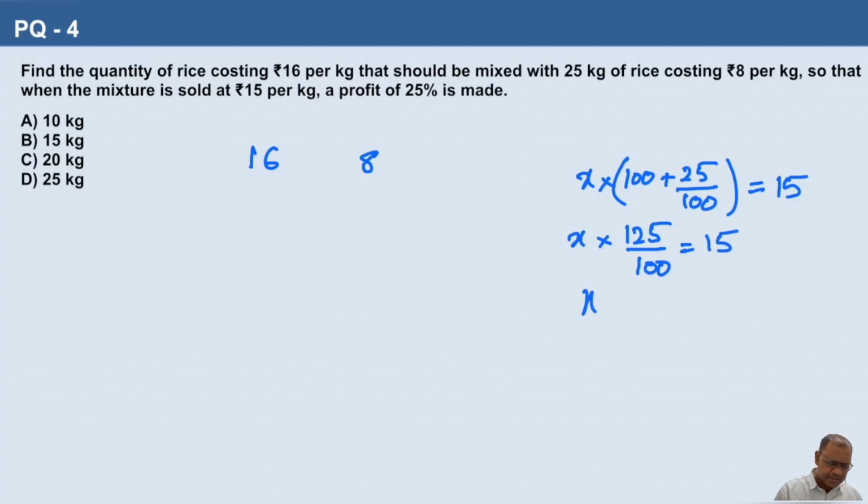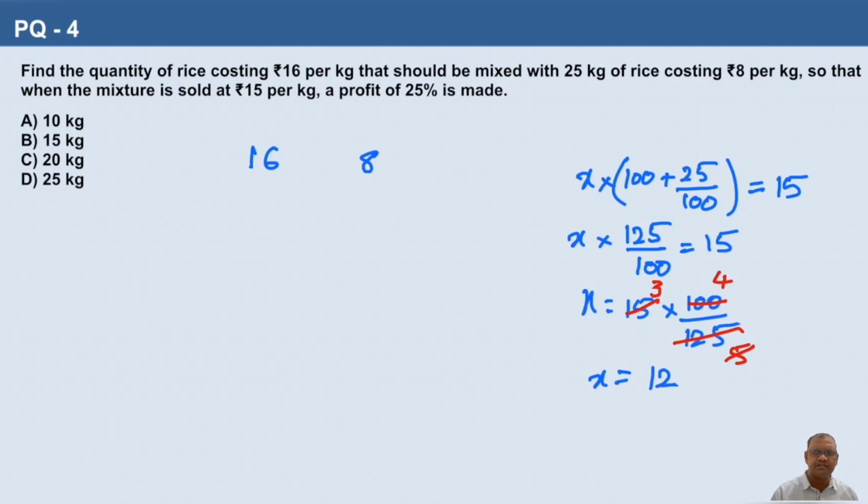Now simplify this, 15 into 100 by 125. So 25 fives are 125, 25 fours are 100. So 5 ones are 5, 5 threes are 15. So the remaining is X equals 12. So the cost price of the mixture per kg is 12 rupees. So the mixture price is 12 rupees per kg.